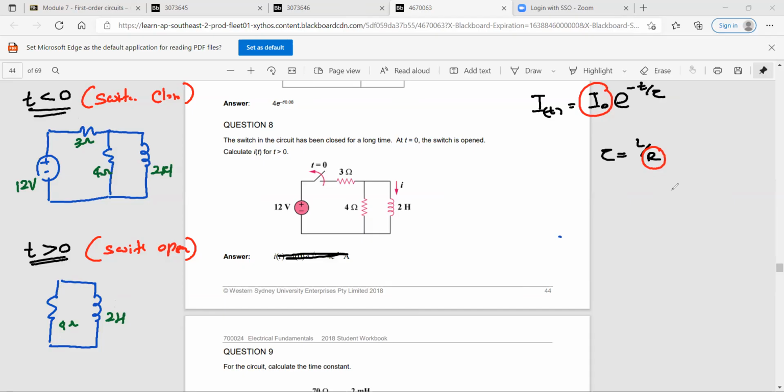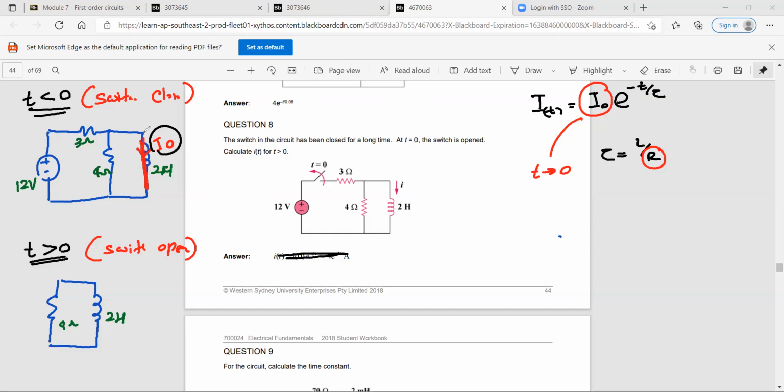Okay, guys, so did you get the same circuits? To find I naught, the current when the time goes to 0: when the time is 0, the inductor will be fully charged and this will be a short circuit. If you find this current here, that will be your I naught. So what is I naught, guys?